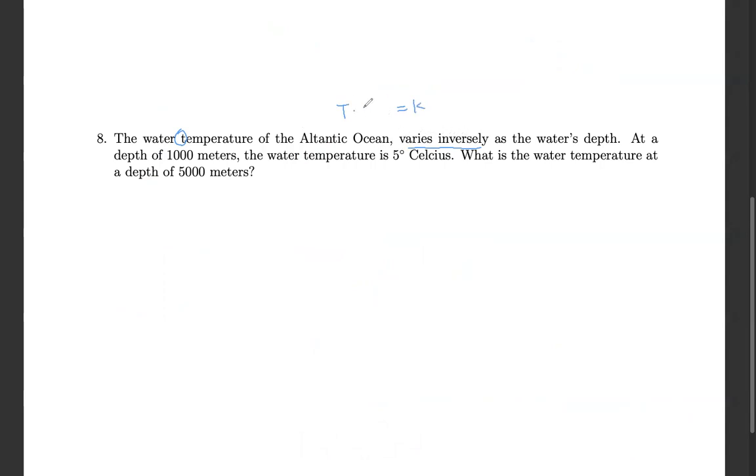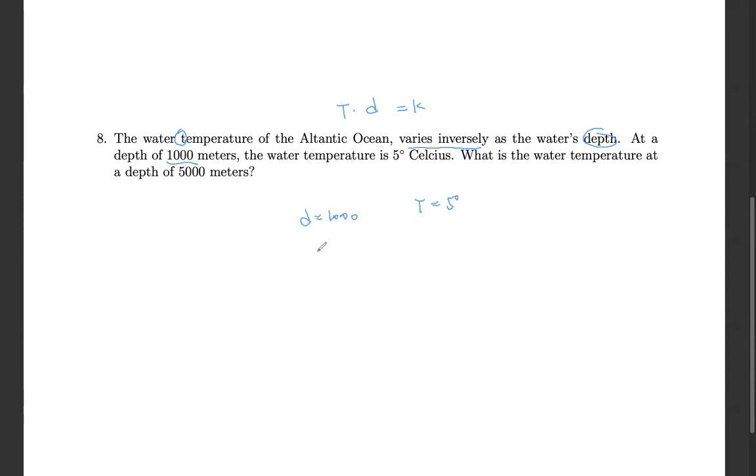It's a product of two variables. What's the other variable? The water's depth. Let's use D. So temperature times the depth equals some constant. So at the depth of 1,000, let's write down, D equals 1,000. The water temperature is 5, so T equals 5 Celsius.